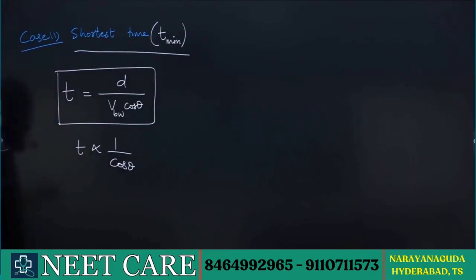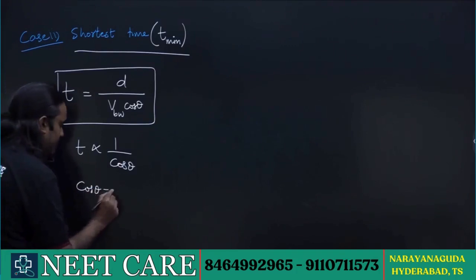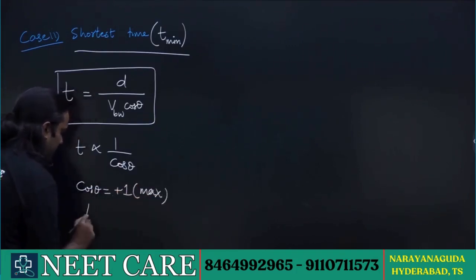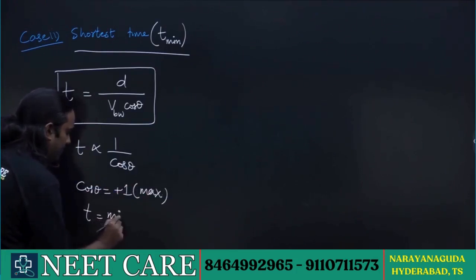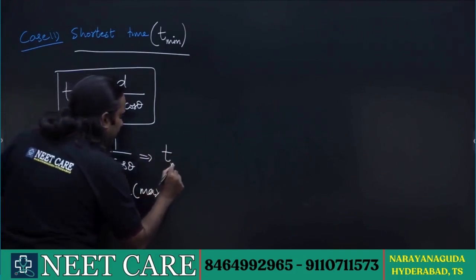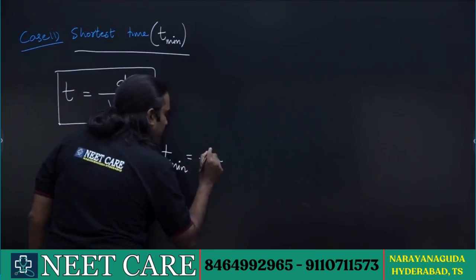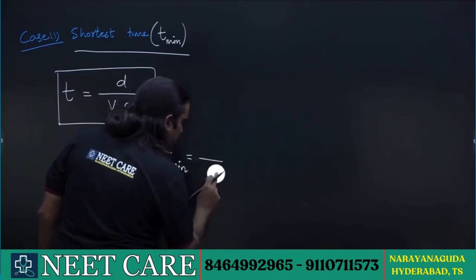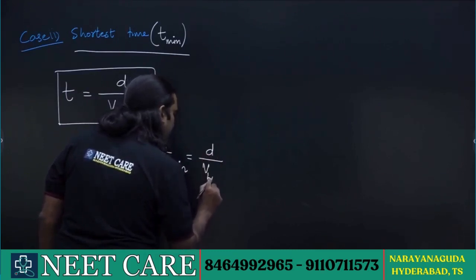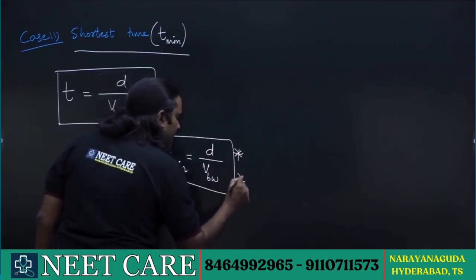Now you got the importance of theta. Here when cos theta is maximum, that is +1, then time would become minimum. Therefore, directly you can write that the minimum time taken by the boat to cross the river would be d by VBW, the width of the river by VBW. That's it. This is the minimum time taken by the boat to cross the river.